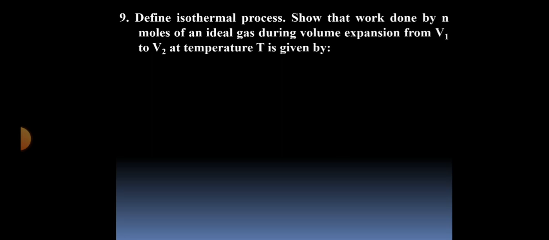Question number 9 is, define isothermal process. Isothermal, iso means same, thermal means temperature. The process has the same temperature. Then show that the work done by n moles of an ideal gas during volume expansion from V1 to V2 at temperature T is given by this expression. So we have to derive and also remember this expression of work in an isothermal process for solving numericals.